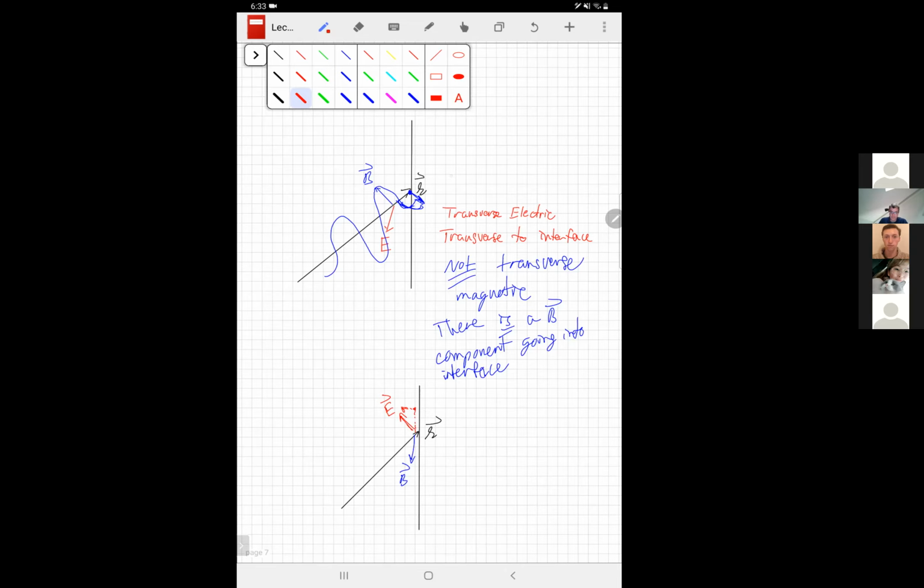Correct. The first case is transverse electric, or TE. The second case is transverse magnetic, or TM. There's no B component into the interface.